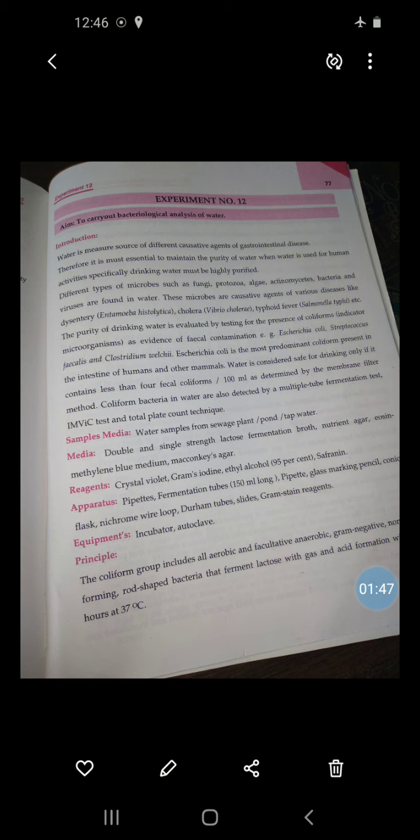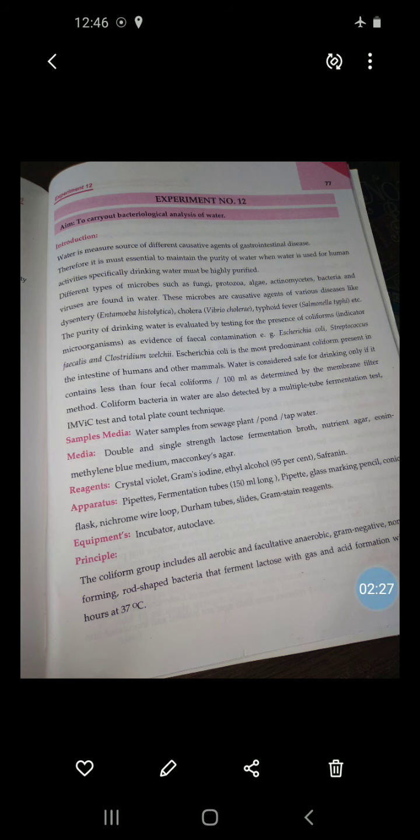The purity of drinking water is evaluated by testing for the presence of coliform, an indicator microorganism, as evidence of fecal contamination. For example, E. coli, that is Escherichia coli, then Streptococcus faecalis, then Clostridium welchii. E. coli is the most predominant coliform present in the intestine of humans and other animals. Water is considered safe for drinking only if it has not more than 4 fecal coliforms per 100 ml, as determined by the membrane filtration method or the membrane filter method.